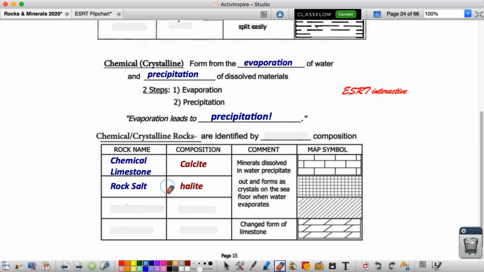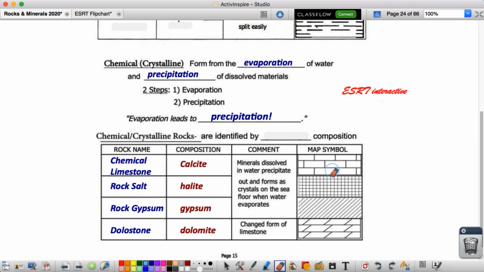The answer is the mineral was halite. If the mineral was gypsum, the rock formed was rock gypsum. And if the rock that formed was dolostone, what was the mineral that precipitated to form it? The answer is dolomite. And these are the symbols for these rocks.